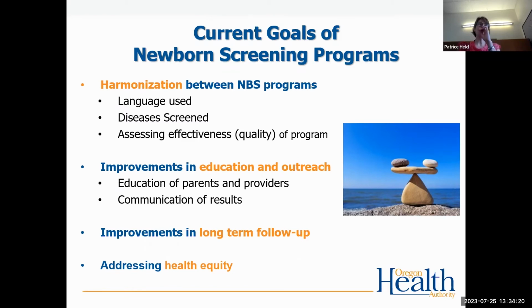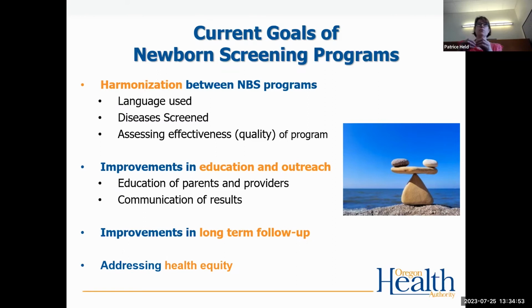So there's a lot of work to be done around harmonization of language and also harmonization around the diseases that are screened. I think it is optimal that states, as best as they can, move towards using the recommended screening panel as their guide, so that no matter what state your baby is born in, they are getting the same conditions.